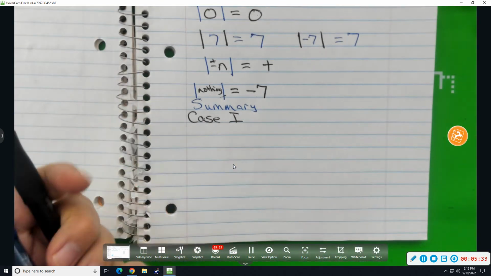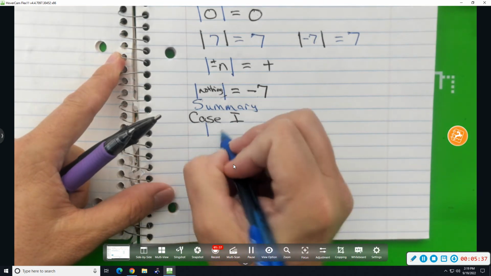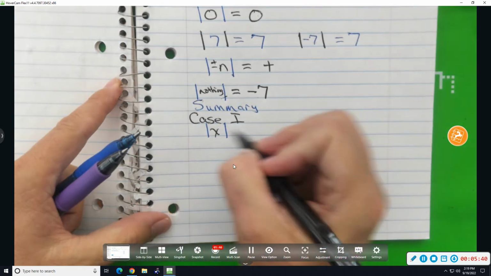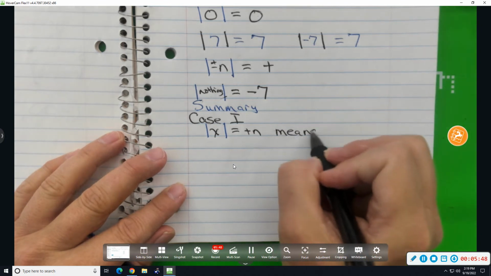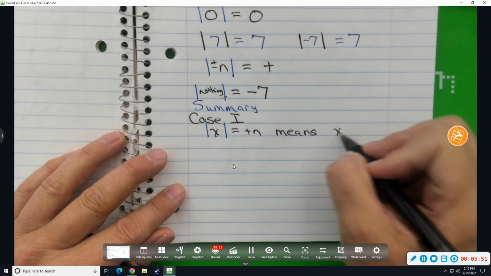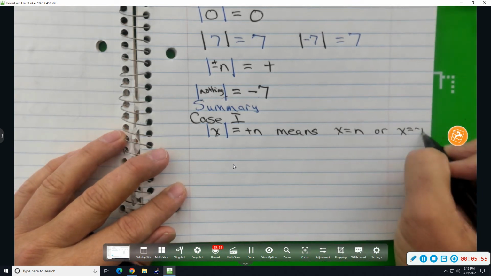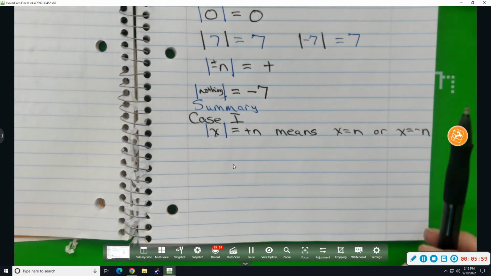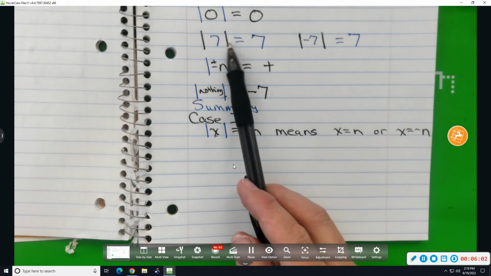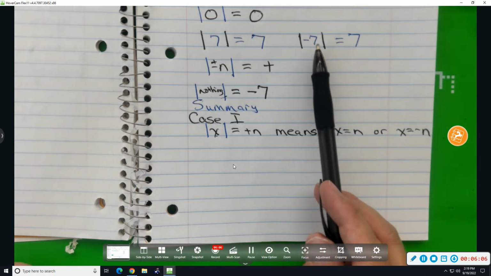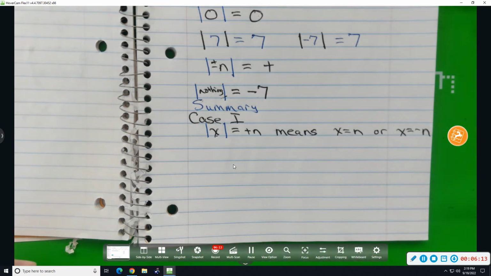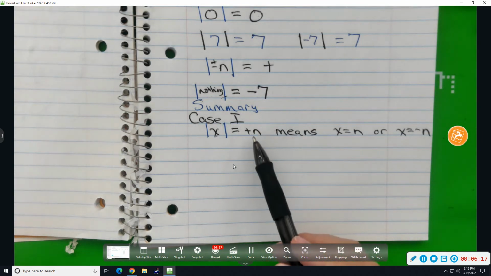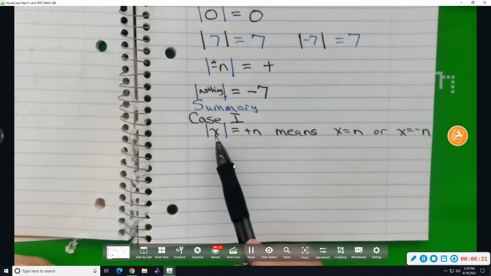The absolute value of x equals a positive number n means the thing inside there has to be positive n or negative n. That's what we saw right here, just looking at this situation with 7. You can have the negative 7 having an absolute value of positive 7, or positive 7 having an absolute value of positive 7. If the number on the right side of the absolute value bars is a positive number, the thing inside there has 2 possible values.